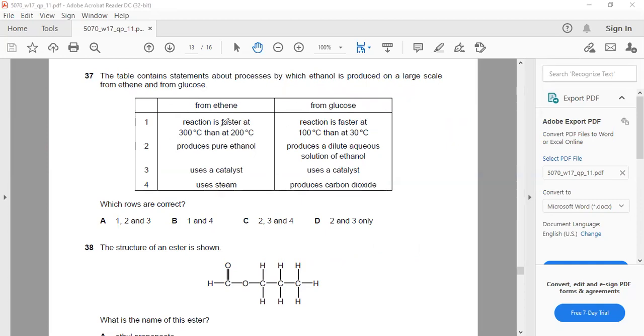Produces more ethanol, ethene. Yes, percentage yield is high. This is true about ethanol. Do we use a catalyst from methane? Yes. Examiner has accepted yeast also the zymase enzyme as catalyst. So yeast has zymase, biological catalyst, which is called enzyme. Uses steam, yes. In fermentation, carbon dioxide produced, yes.